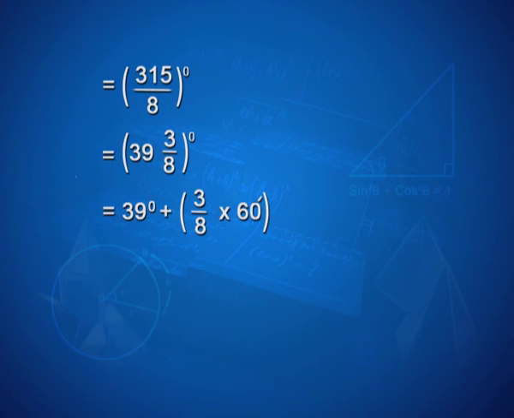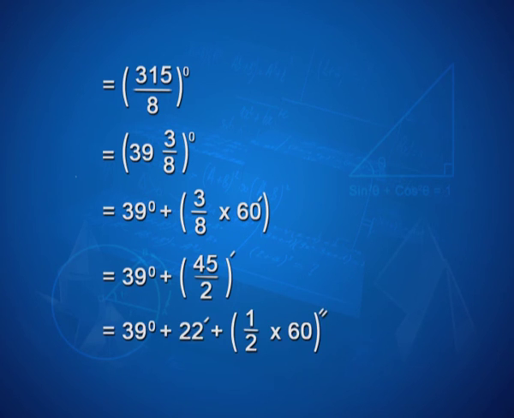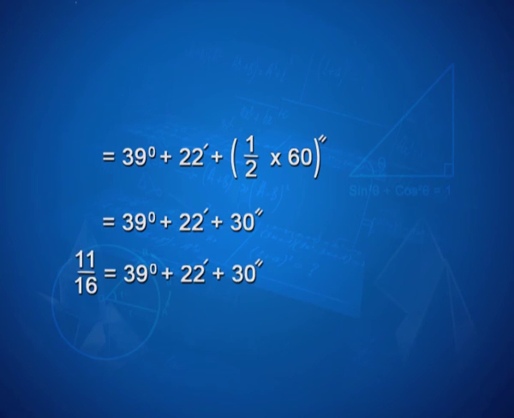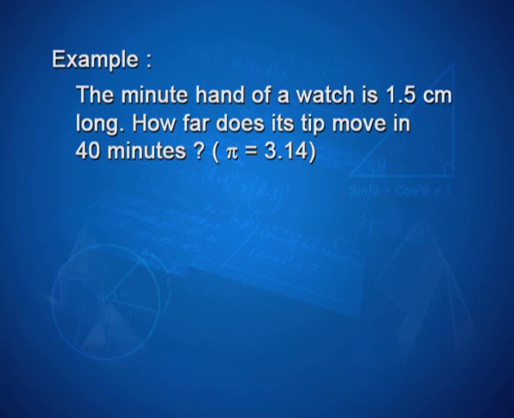39 degrees plus 3 upon 8 into 60 minutes can be again expressed as 39 degrees plus 45 upon 2 minutes, or 39 degrees 22 minutes and half of 60 seconds, which is simplified as 39 degrees, 22 minutes and 30 seconds.